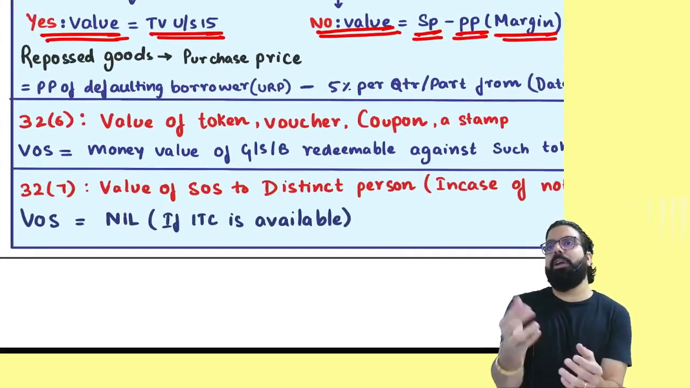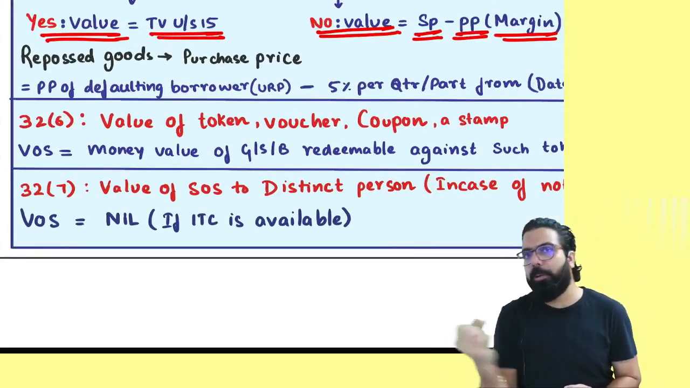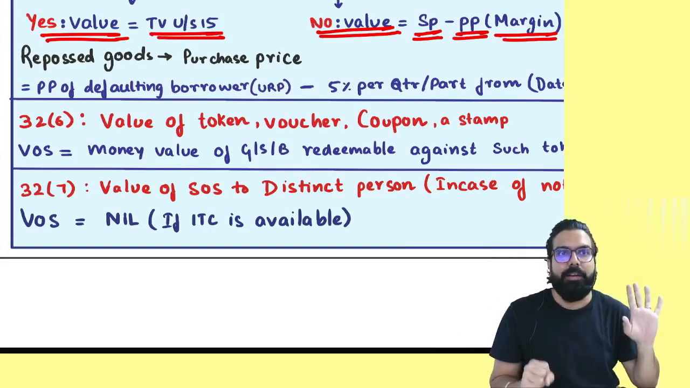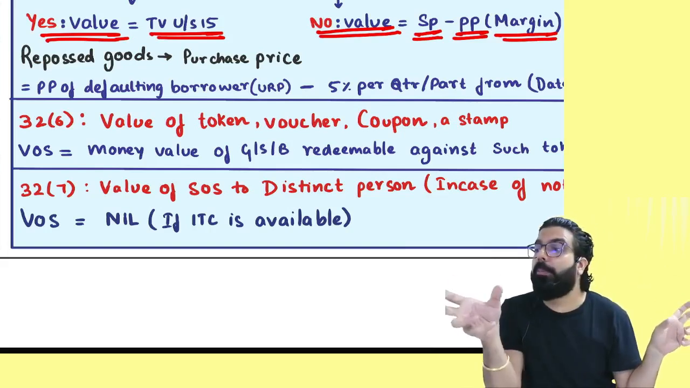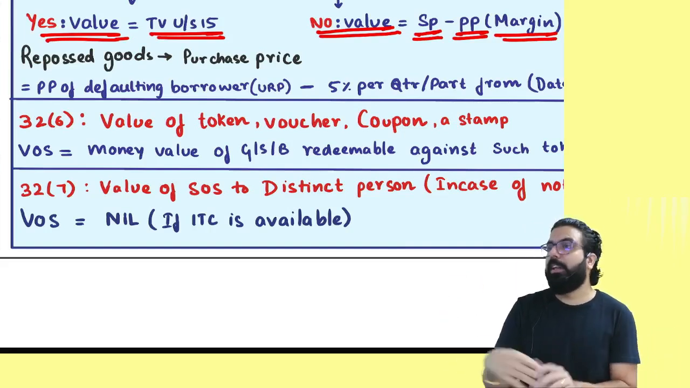Supposing I am a bank. Everyone here, I am a bank. We repossess the goods and then we go ahead and sell them. Selling price, what is our purchase price? Supposing, sir, your name? Sanjay.